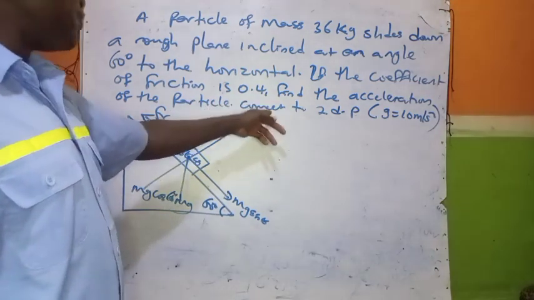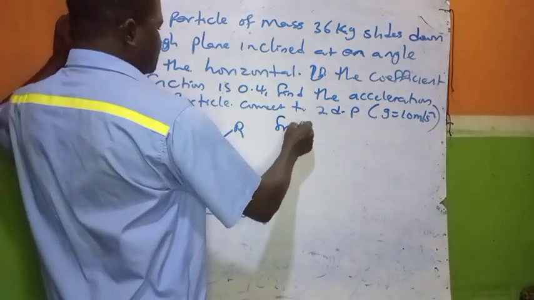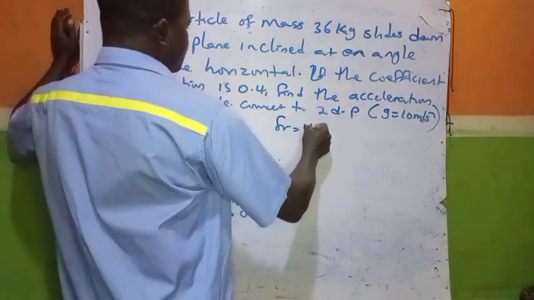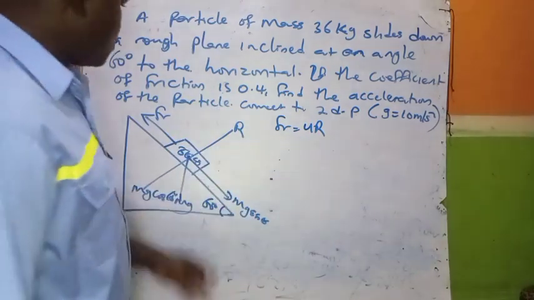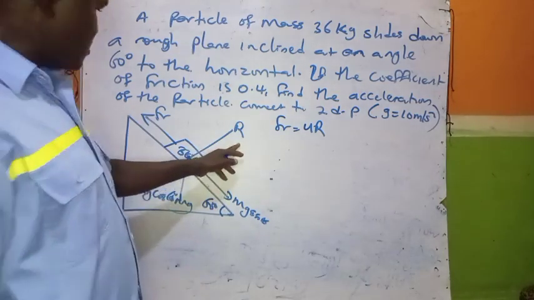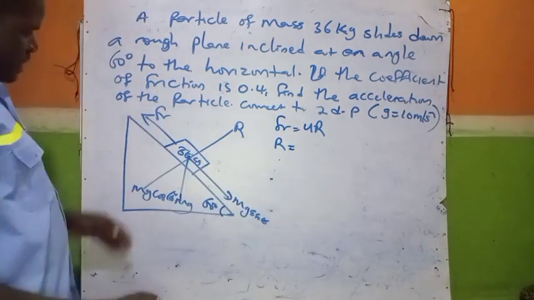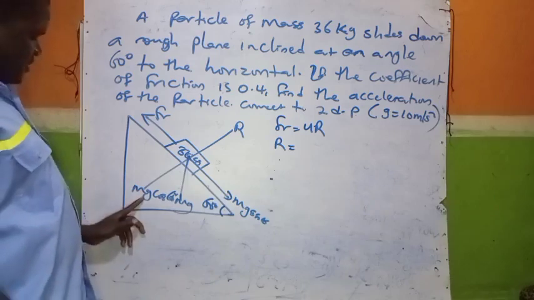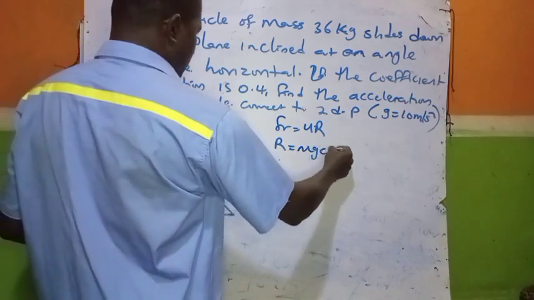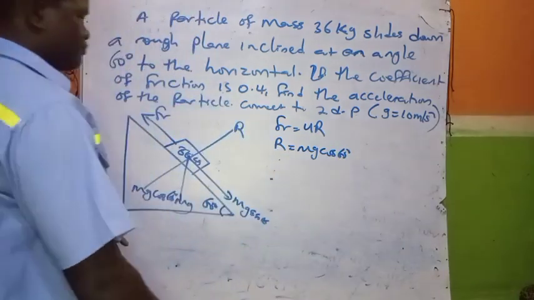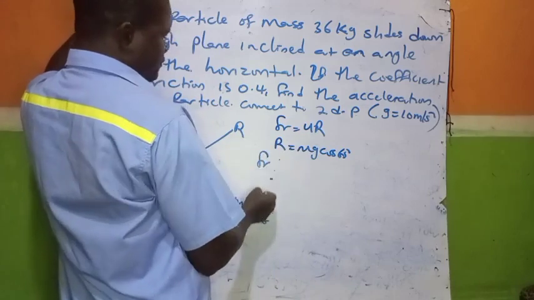They tell you that the coefficient of friction is 0.4. So the frictional force is going to be μR, so you can calculate μR. What is R? R is the normal reaction, which is perpendicular to the plane. So you have R equal to mg cos 60 degrees.